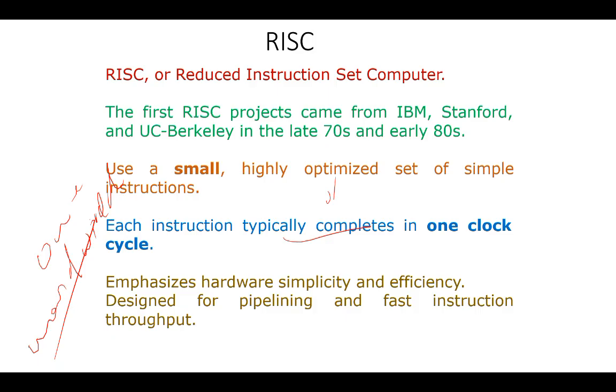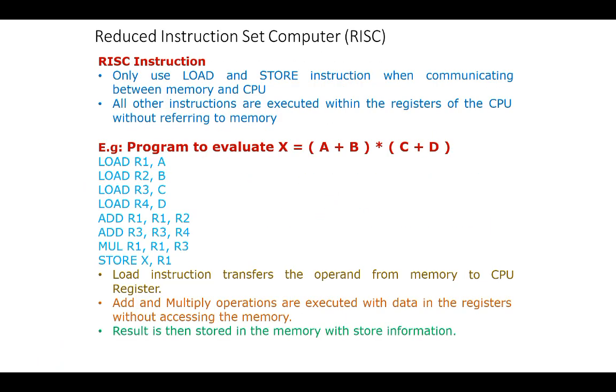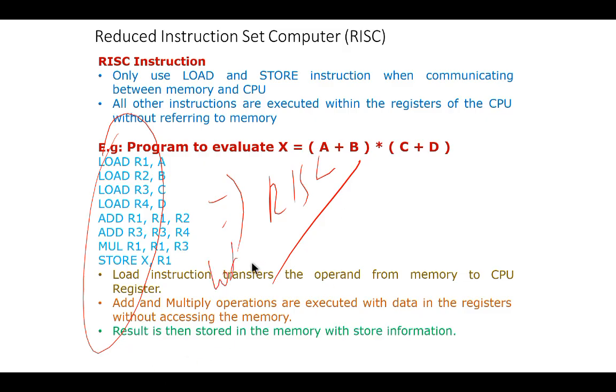Before that, I mentioned two instructions it handles: load and store. RISC is implemented with these load and store instructions, which perform within one clock cycle. Keep in mind that load and store help communication between main memory and the CPU. This is how it works in the RISC processor, the reduced instruction set computer.